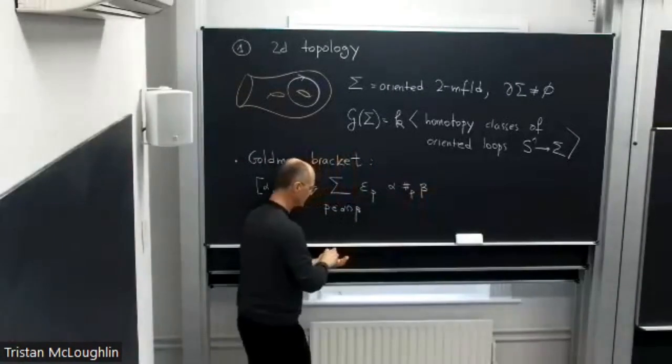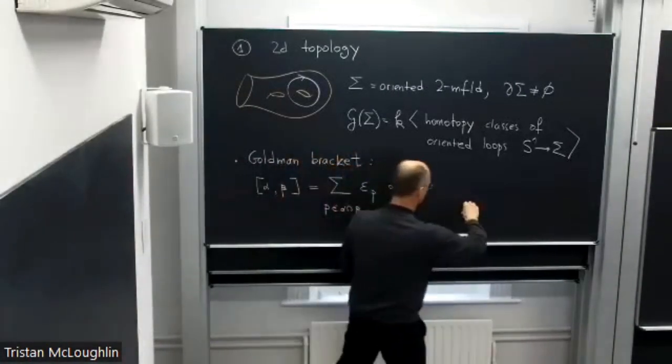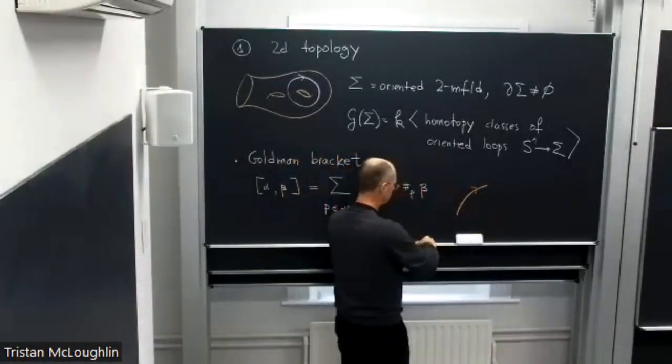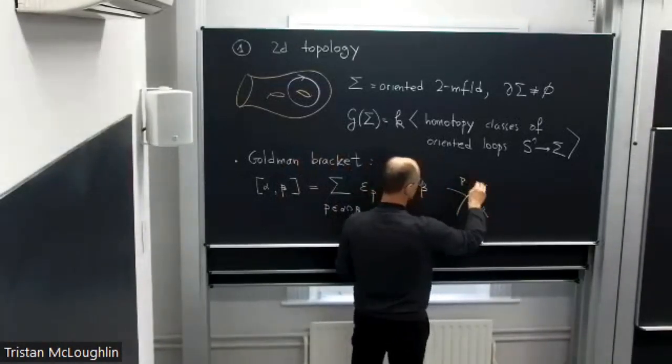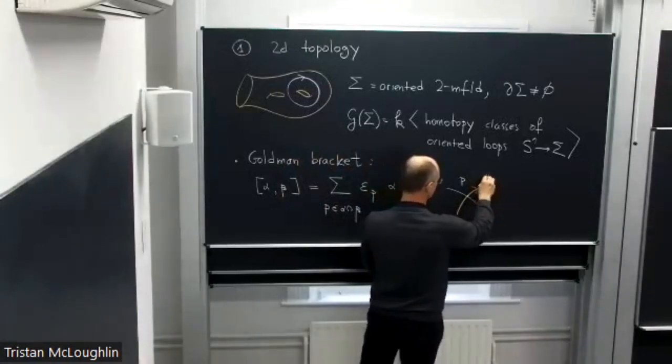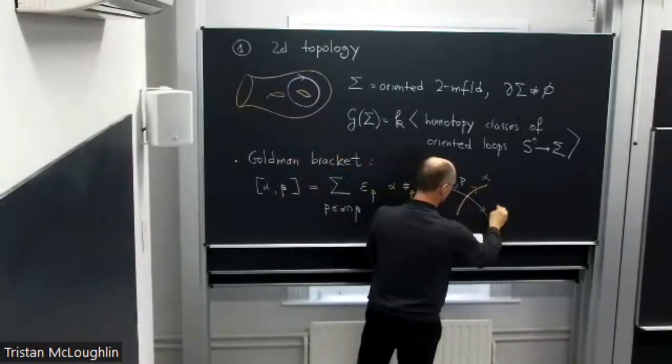the following funny thing. So let's suppose those were my curves. So this was the intersection point P. So let's say this was alpha and this was beta.